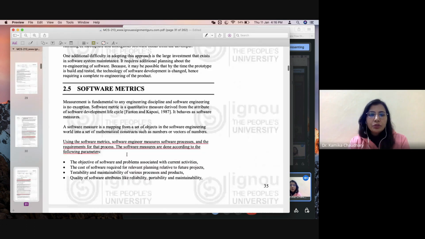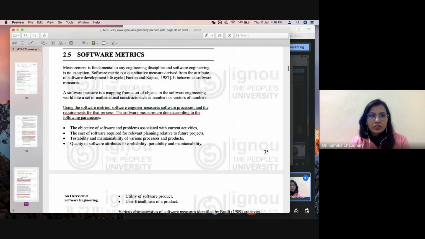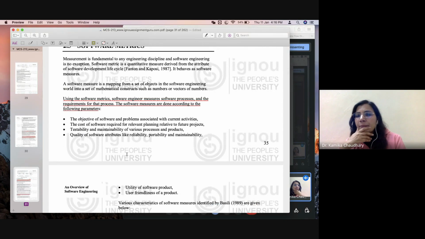Now we are going on to our next topic, software metrics. Software metrics are software measurements. For example, there is a product, say oil. We measure the quantity of the oil, the vessel in which the oil is to be kept, and we also need a measuring instrument in order to give the oil to somebody. Similarly, we also have certain measurements, or metrics, by which we can measure our software.